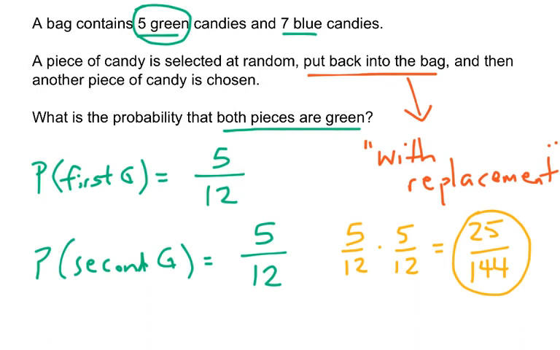If you want to write this as a decimal, you can divide those and get 0.1736. And if you want to write it as a percent, move that decimal over 2 spots, and it'll be 17.36%.